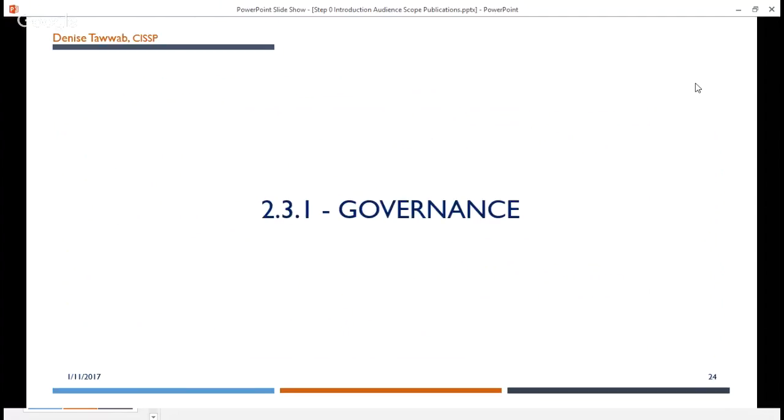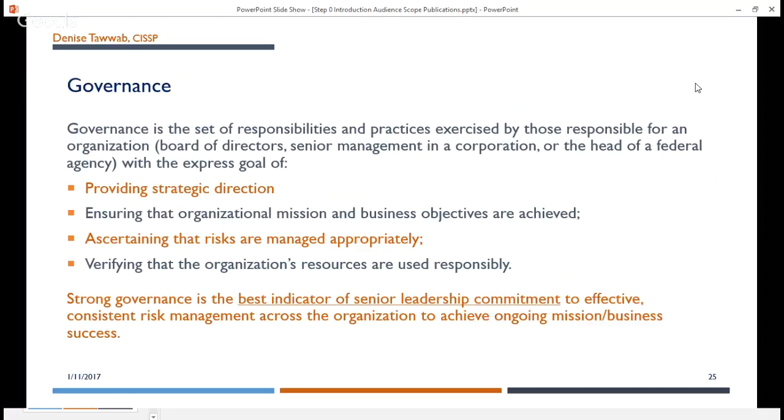So governance. Governance is the set of responsibilities and practices exercised by those responsible for an organization, with the express goal of providing strategic direction, ensuring that the organization's mission and business objectives are achieved, ascertaining that risks are managed appropriately, and verifying that the organization's resources are used responsibly.